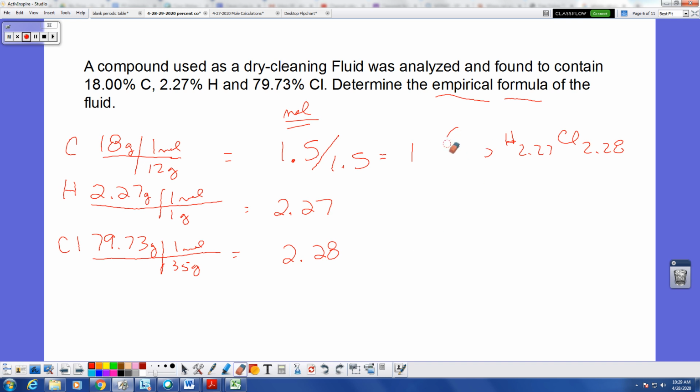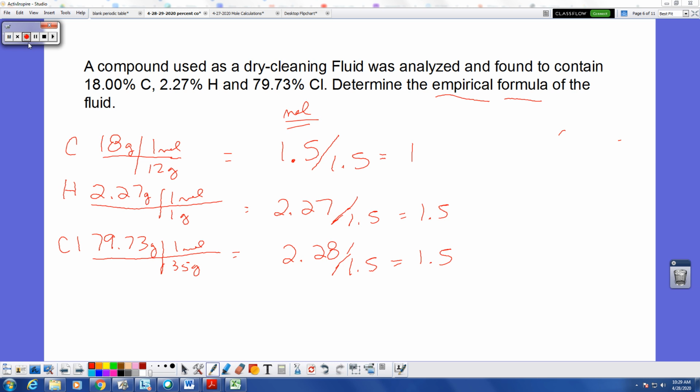Well, just like in math class, you have to be fair. If you divide one of them by 1.5, you have to divide all of them by 1.5. So divide by 1.5, divide by 1.5, divided by 1.5. And we get 1.5 and 1.5. So when we do this, and after we divide and we don't get whole numbers, we have to do something to make them be whole numbers.